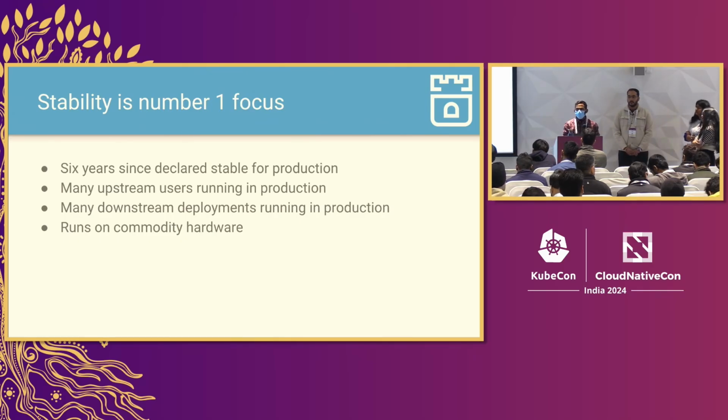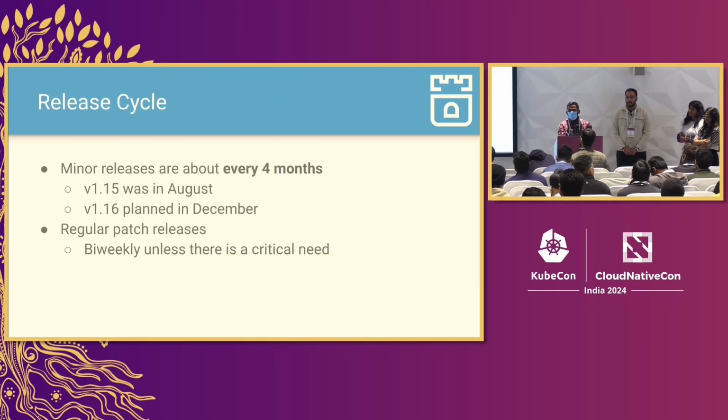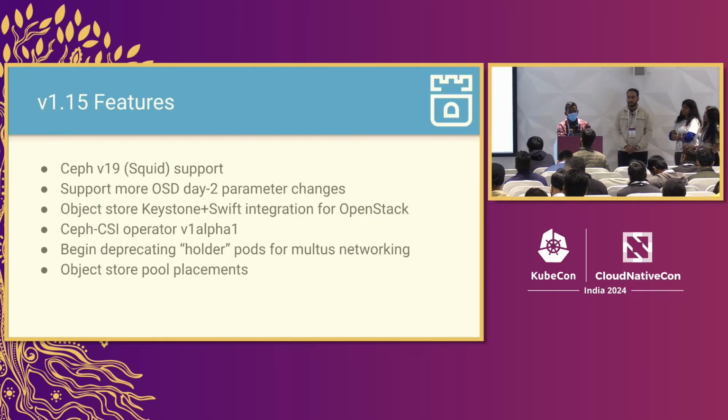We have many upstream users using Rook in production, and the same goes for downstreams or more customer-related deployments. And Rook runs on any commodity hardware. For the release cycle, we try to release every 4 months, and our last release was 1.15 in August, and we are planning 1.16 in December. And we do have a bi-weekly patch release if there's something we need to fix.